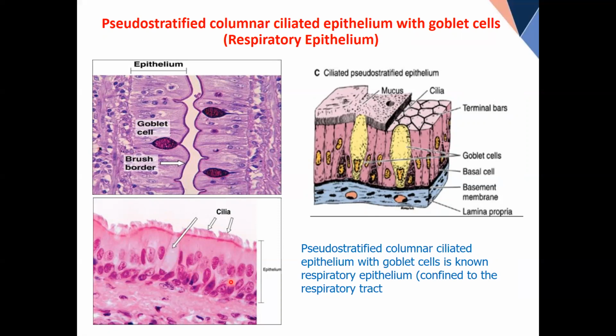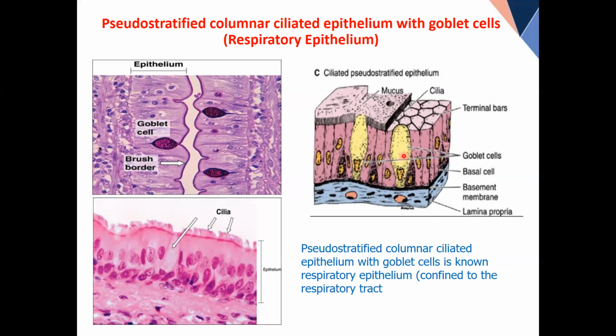Okay. See, in this particular site, once again, you can see the polarity. You can see the presence of cilia. So this is pseudo-stratified columnar ciliated with goblet cells. Only this epithelium is found in the respiratory tract. It is called respiratory epithelium.